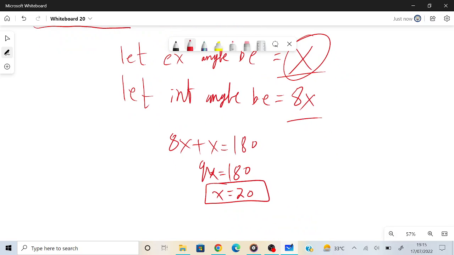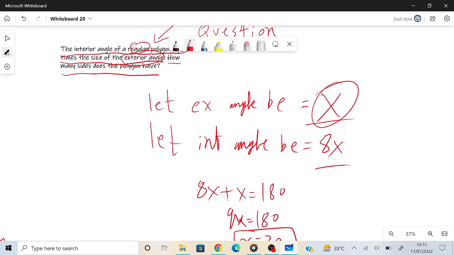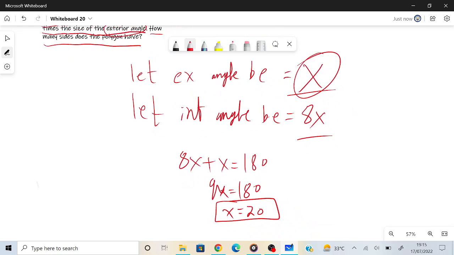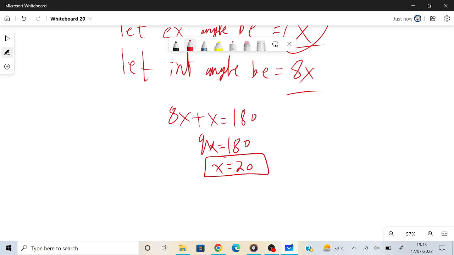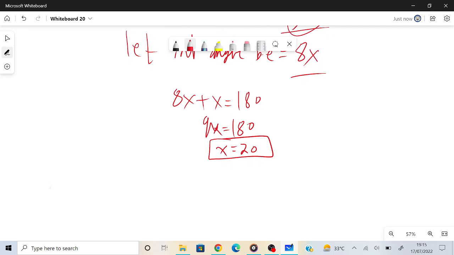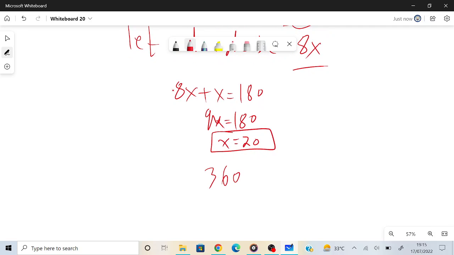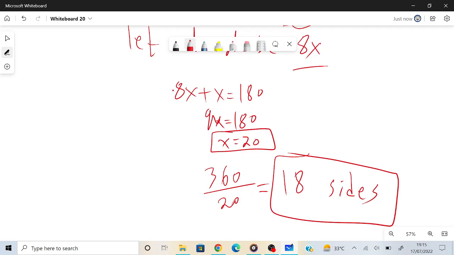And if it is a regular polygon, that means all the angles are the same. And it said how many sides does the polygon have. So as we know, all the exterior angles of a polygon add up to 360. So all we do is simply divide 360 by 20, and doing this I get 18. So my final answer is nothing but 18 sides.